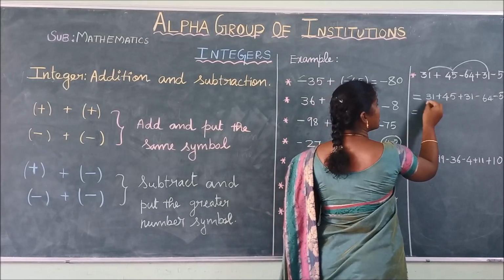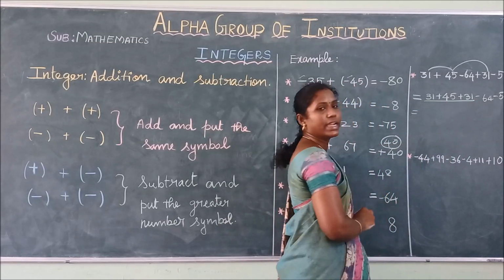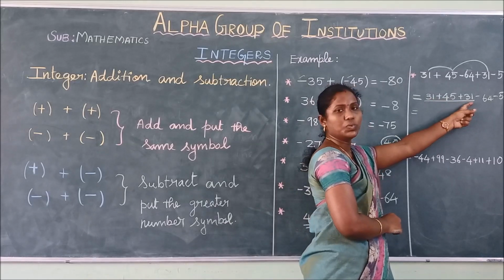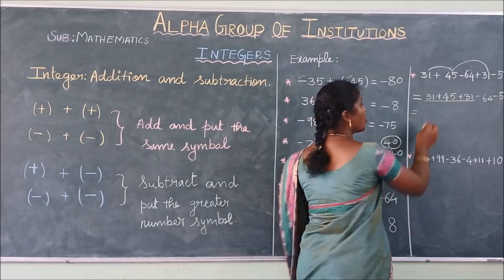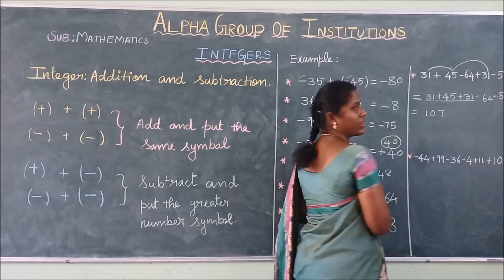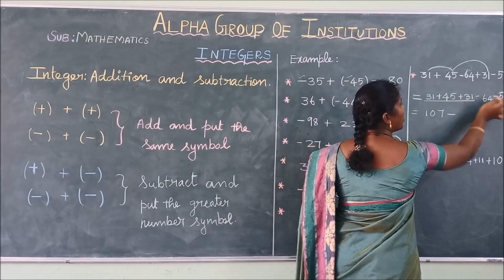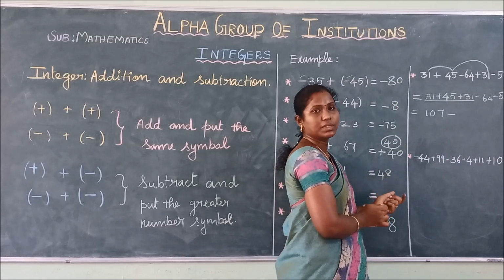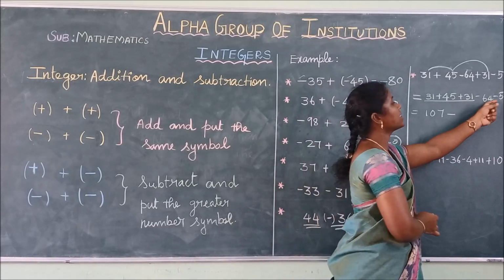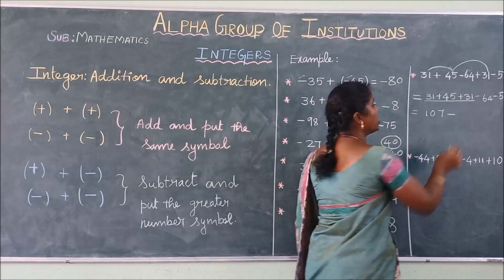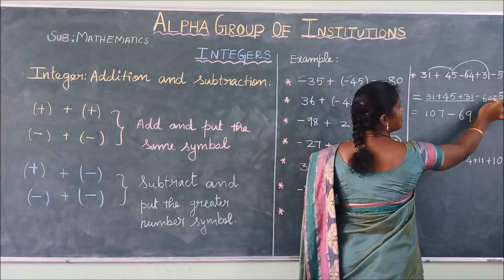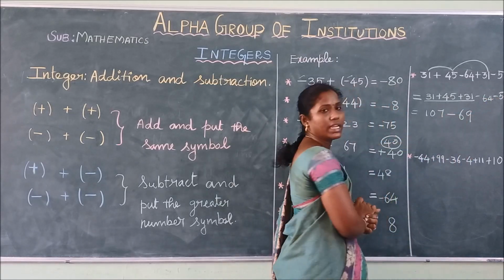If I add those with the same symbol, we will be getting 31 plus 31 is 62. 62 plus 45 is 107. Minus, because these two numbers are in minus, so again we have to add and put the same sign, isn't it? So if I add 64 plus 5, that is 69. 107, because the minus sign is there, so I am taking minus here.